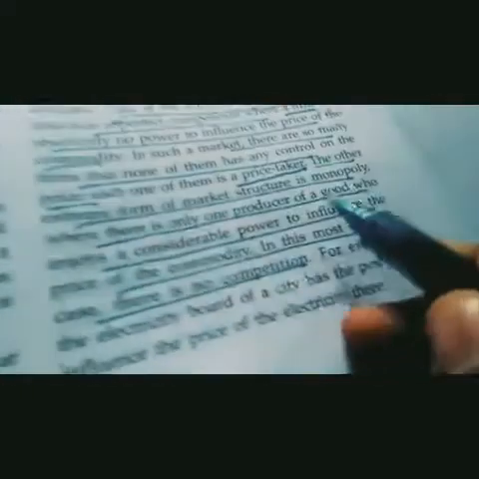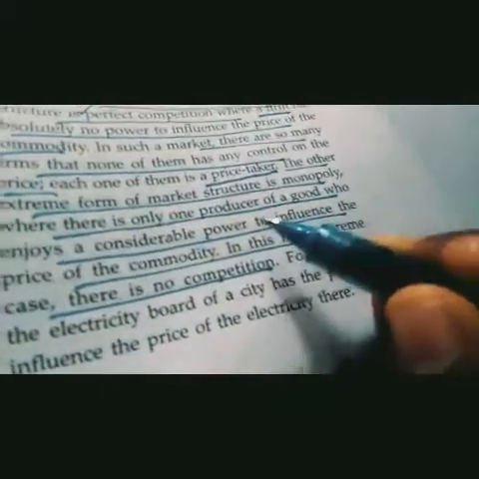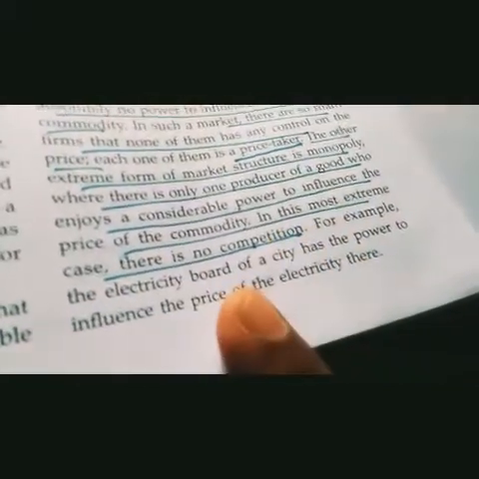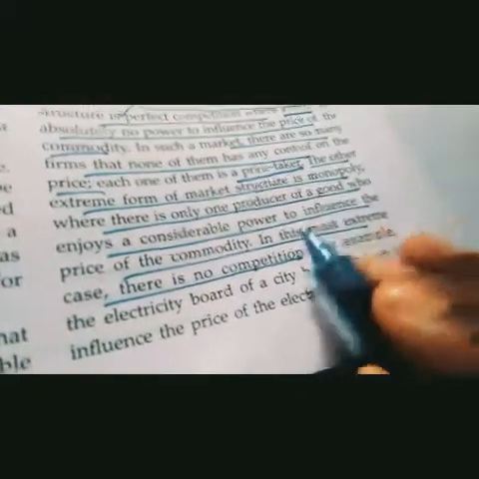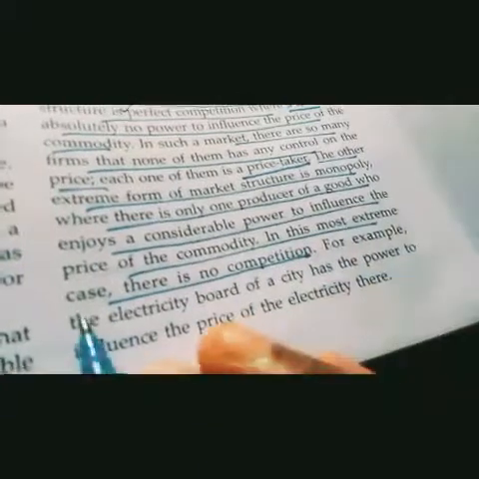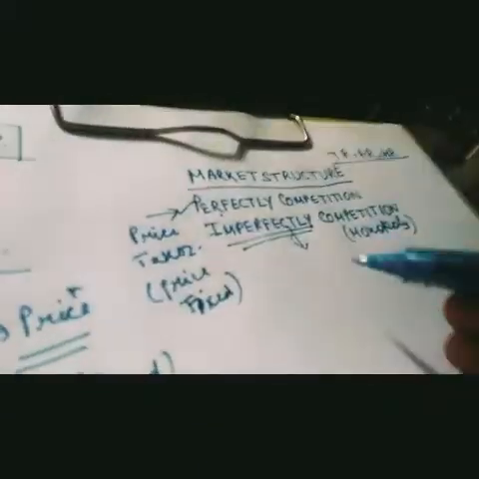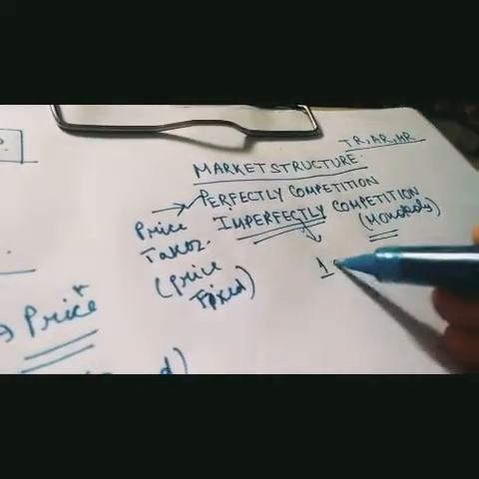What happens in monopoly? Let's see. Monopoly is where there is only one producer, that means only one producer of a good who enjoys considerable power to influence. If there is only one producer, don't you think he will have superlative power to influence the price of the commodity? In this most extreme case, there is no competition at all. No competition in imperfect competition, as I said, because there is only one seller.